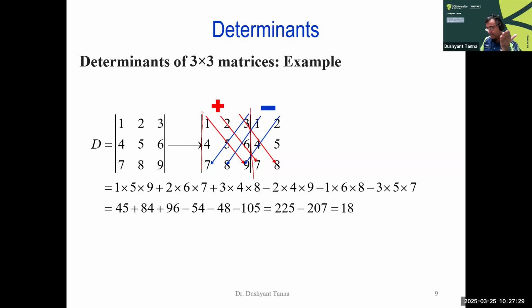Again, 3 by 3 is very simple. Multiply the principal diagonal elements. Extend two columns. That's the first thing. Once you extend it, principal diagonals are multiplied, secondary are subtracted.